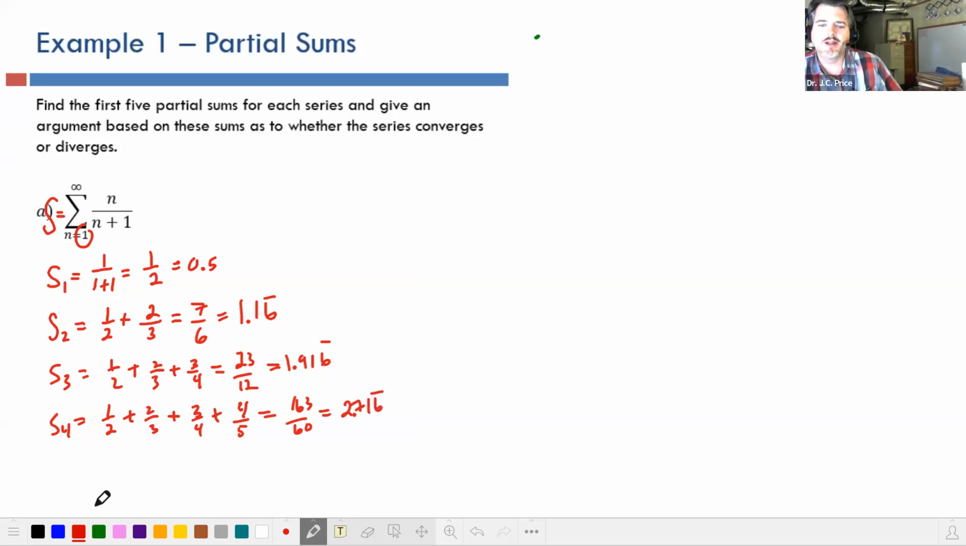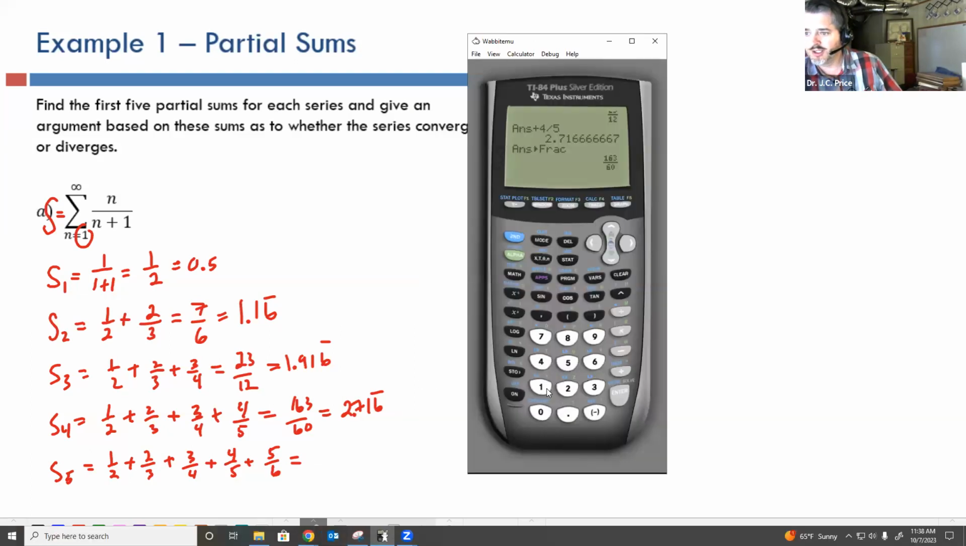As a decimal, that's 2.716 repeating. And finally, one more, S sub 5, which equals 1/2 plus 2/3 plus 3/4, and just keep going. There's a nice pattern here, so you don't even have to look at the formula anymore. Then plus 5/6. Just to make sure we didn't make any mistakes adding all these up, let's do this real quick. 1 divided by 2, plus 2 divided by 3, plus 3 divided by 4, plus 4 divided by 5. I should get that last answer. Yep, I do. And then plus 5/6, that's the last one.